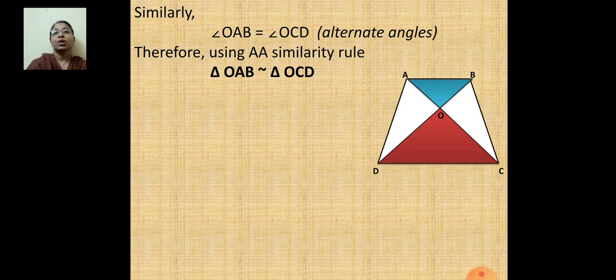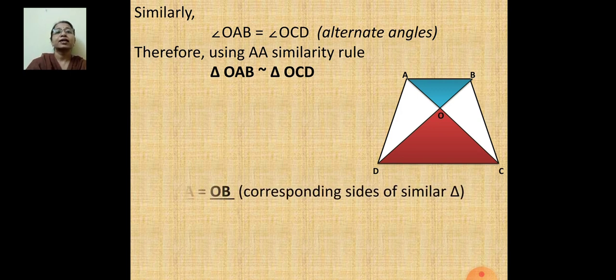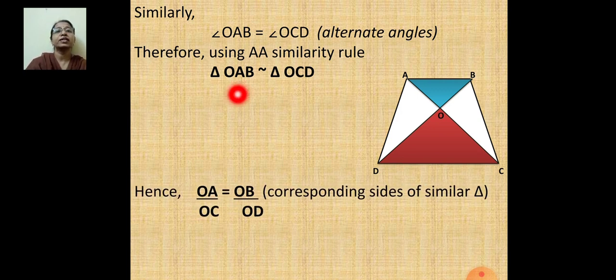Now children, once the triangles are similar, their corresponding sides are in proportion and corresponding angles are equal. So let us see their corresponding sides. Hence OA upon OC is equal to OB upon OD, and this is what we want in the required expression. So the reason is corresponding sides of similar triangles.